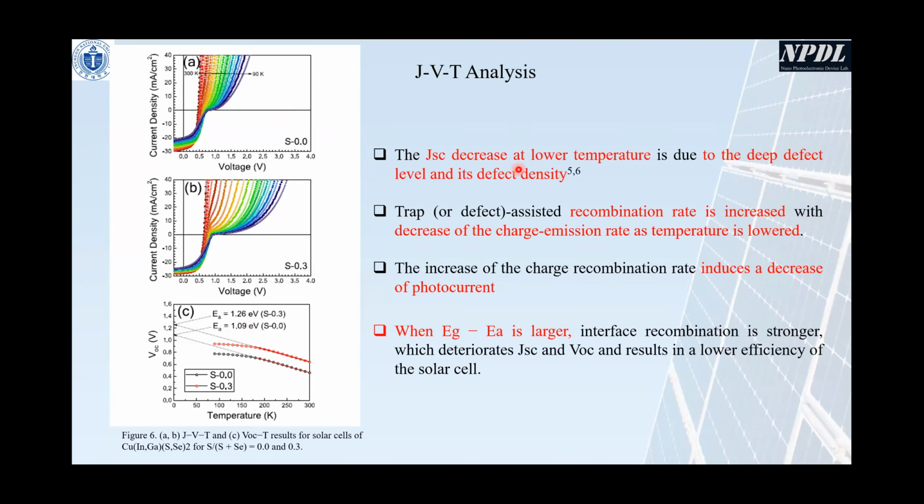So the JSC decrease at low temperature is due to deep levels and defect density. That means when the temperature is lowered, the JSC sharply decreases, which indicates there is some deep defect level or defect density in the device. It also relates to the trap assisted recombination rate and charge emission rate as the temperature is lowered.